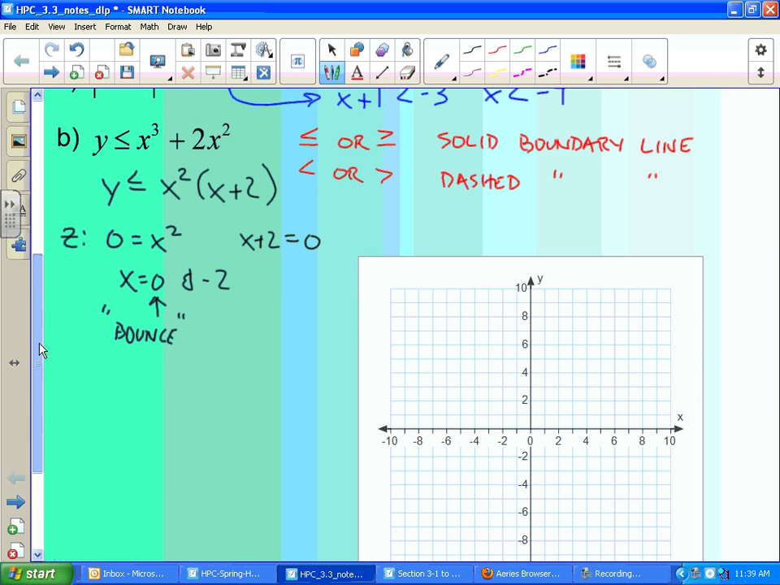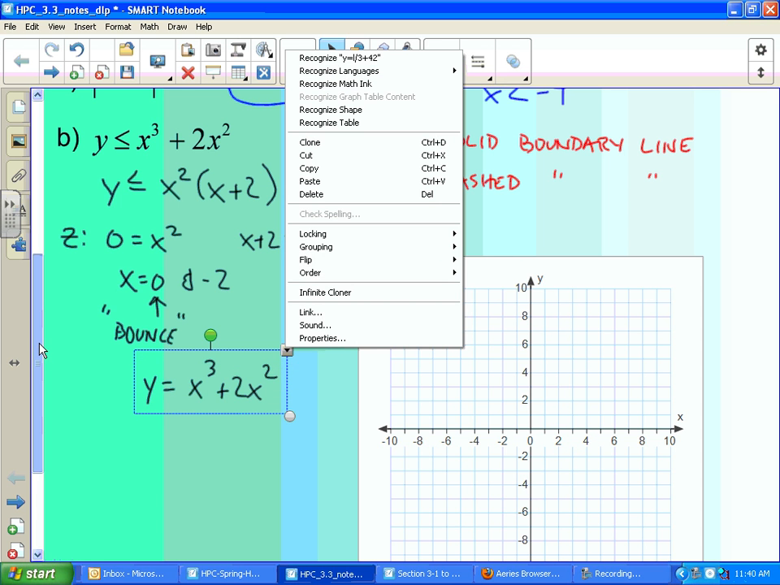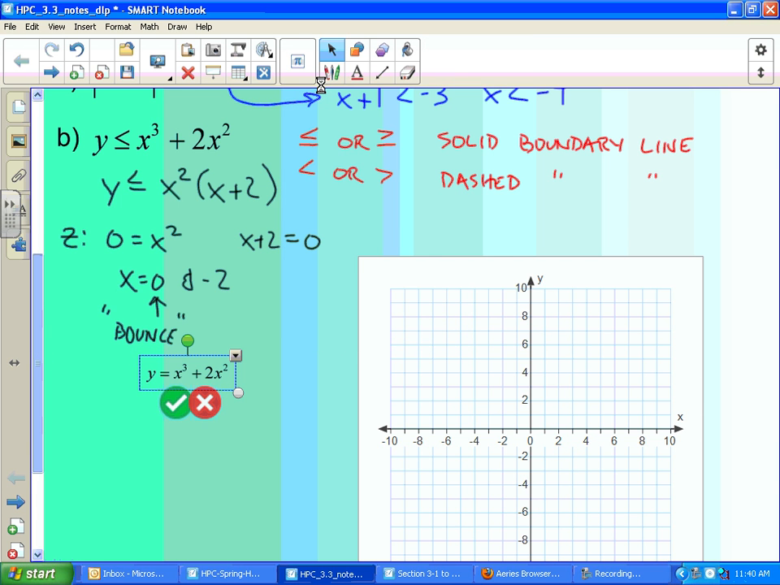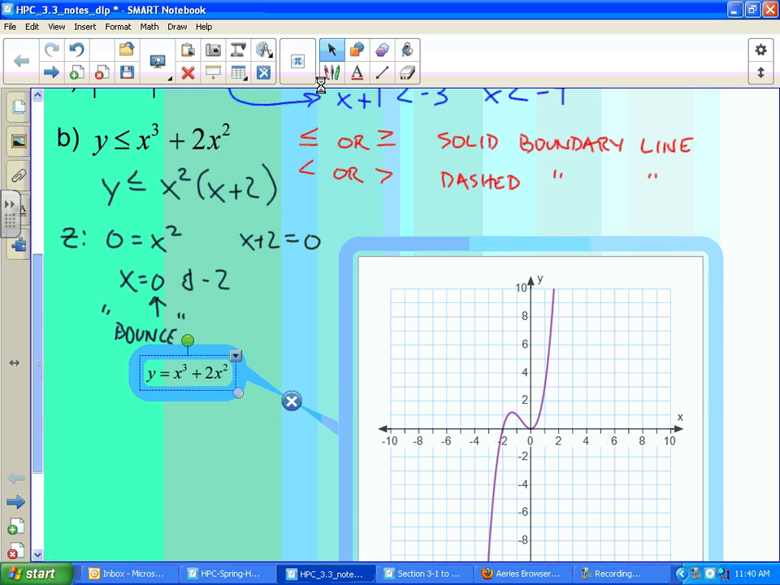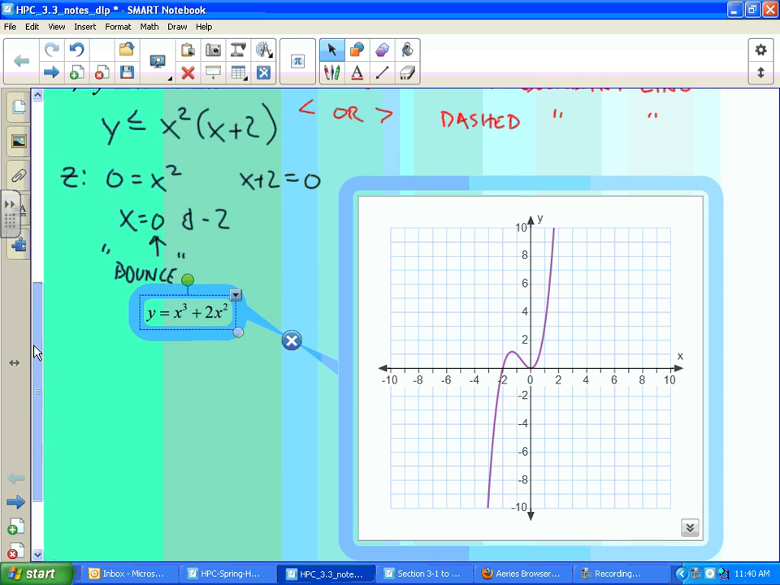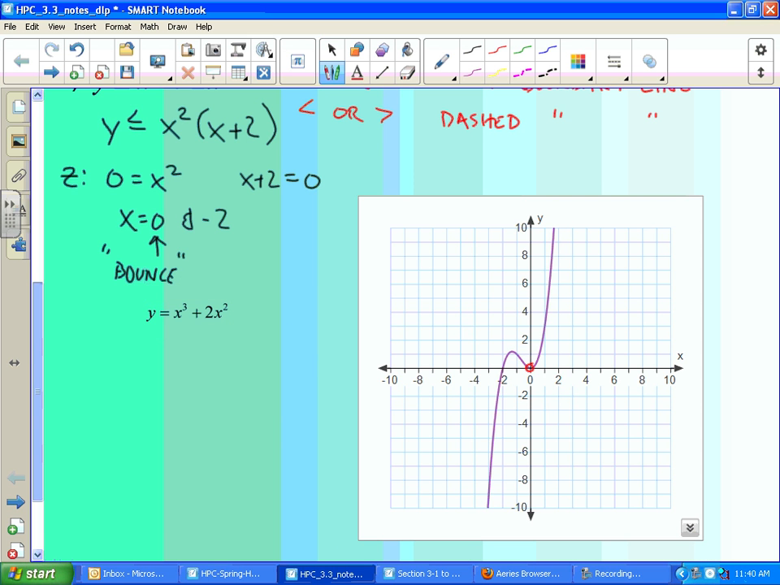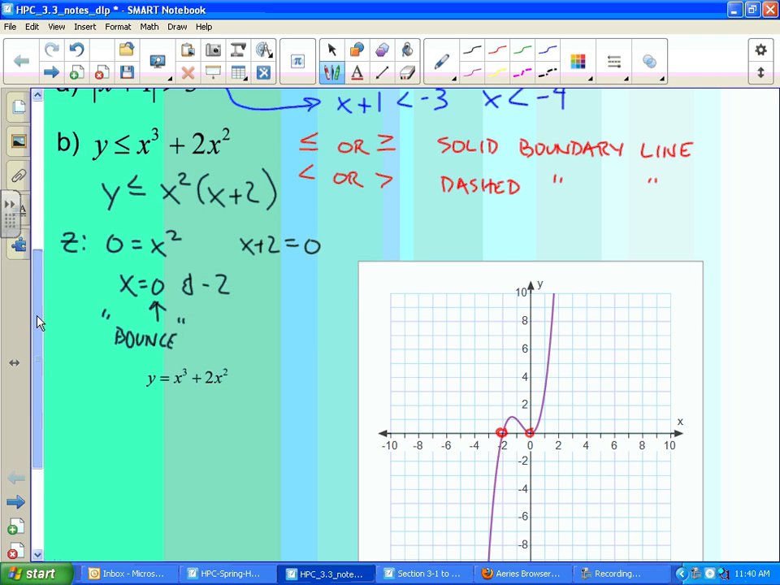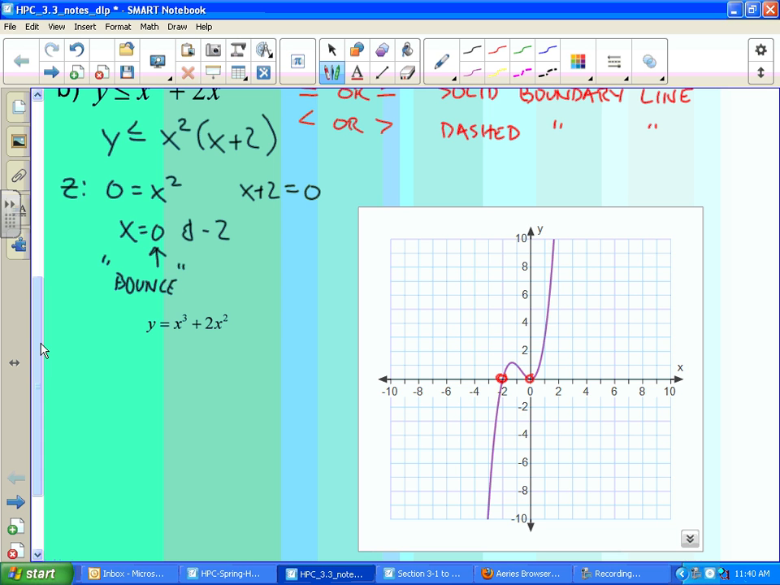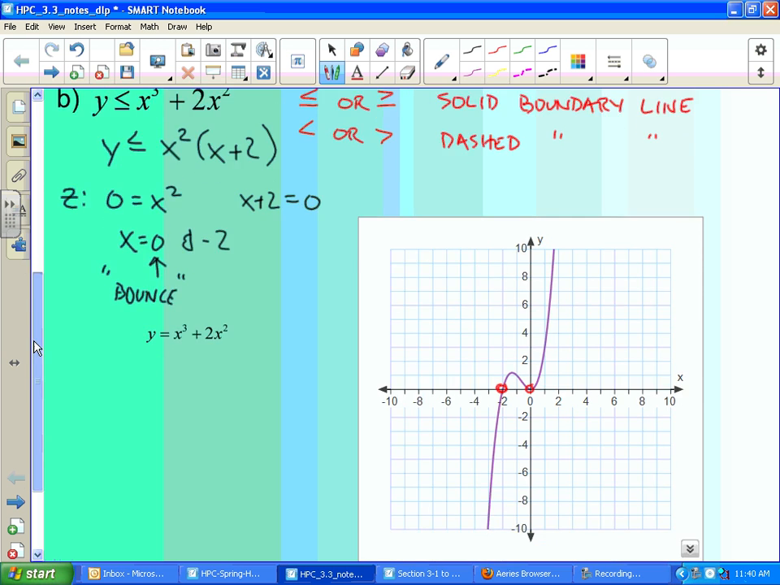All right, so we're going to graph y equals x cubed plus 2x squared, hopefully. There you go, smart board. Way to be smart. There it is. Starting low, ending high, bouncing off of 0, which is a double root. You should have been doing that. And going through x equals negative 2. All right, so where do we go with the shading? The boundary line is solid, and it already is, because of the fact that I've got the less than or equal to.